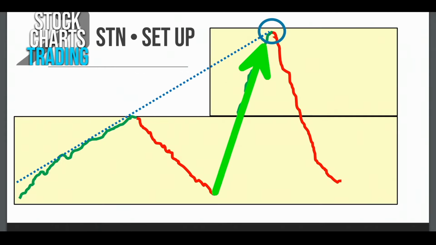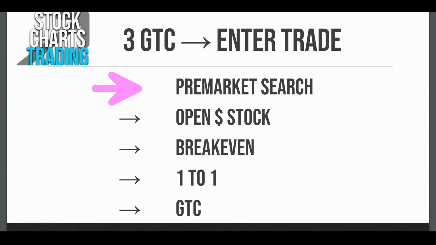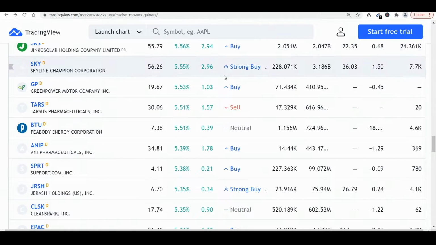By now, we all know the setup. Big pump up into resistance, channel or resistance box, then a big sell off. With that in mind, let's go through these 5 steps. Pre-market search. Then we're going to find the price that the stock is opening at. We're going to try to match our break even with that stock price. We're looking for a 1-to-1 ratio, risk to reward, and we're going to put our GTC in place so we can walk away from the trade.